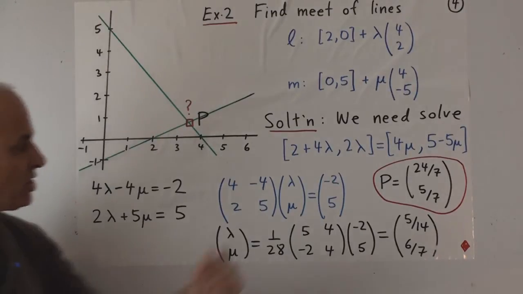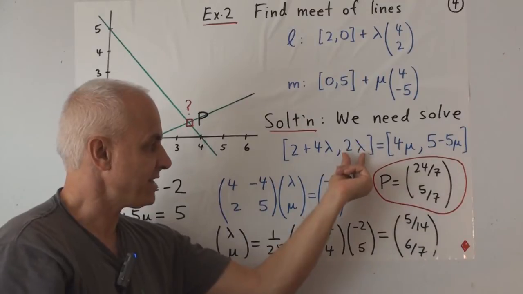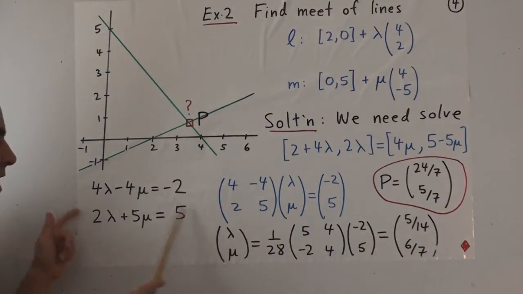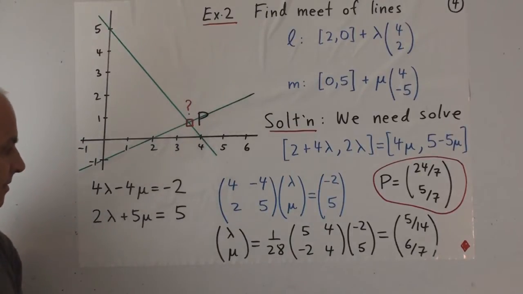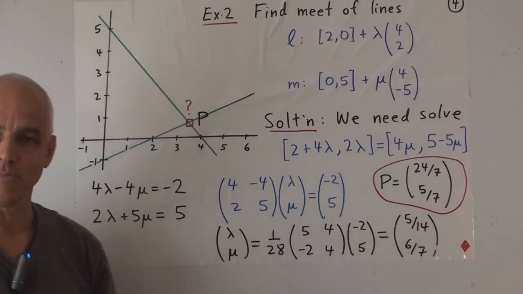Well, that's really two equations, because we want the first coordinate here to equal the first coordinate here, and we want the second coordinate here to equal the second coordinate there. So that gives us two equations in lambda and mu. And these two equations can be solved in exactly the same way as we did previously.